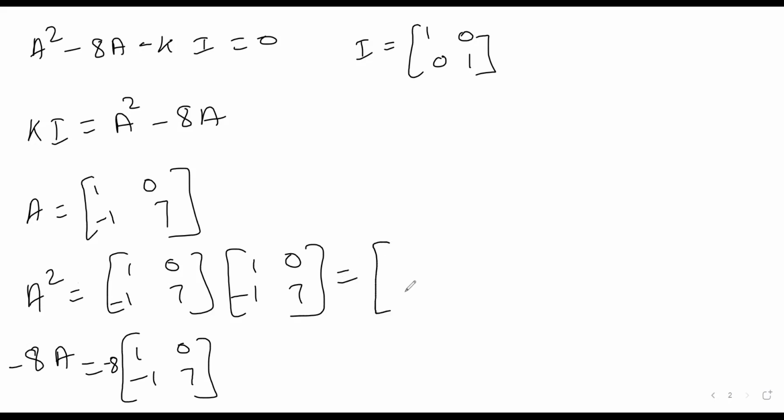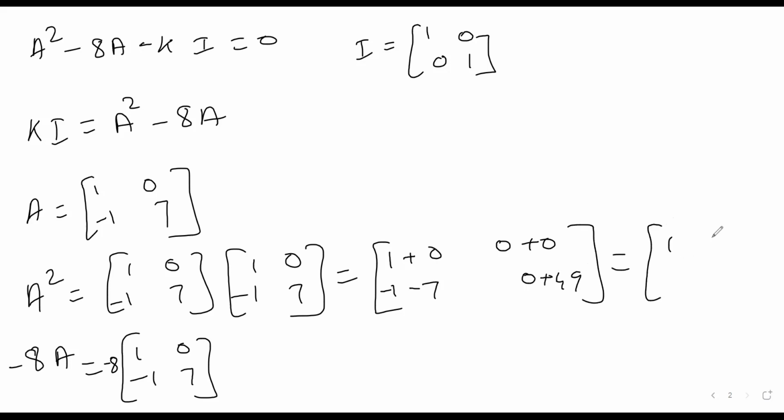So what will the multiplication for A squared be? This multiplied by this, 1 plus 0, then this will be 0 plus 0. Then here it is minus 1 minus 7, 0 plus 49. So A squared is [1 0; -8 49]. What will 8A be?